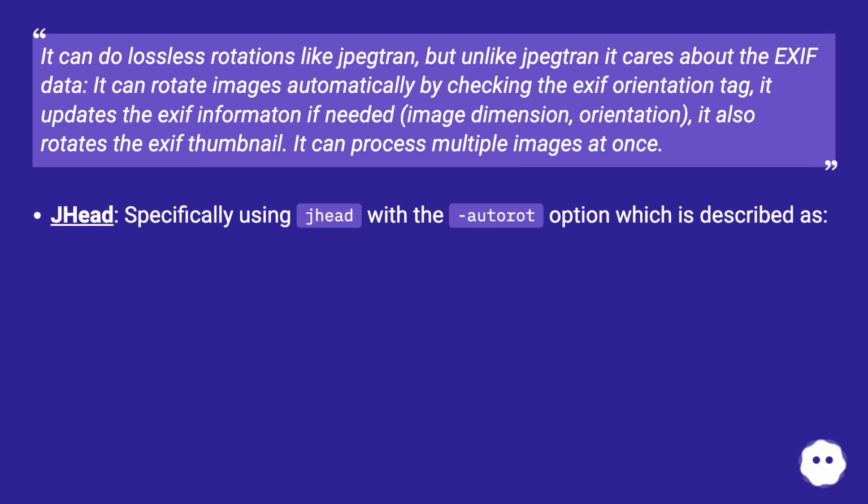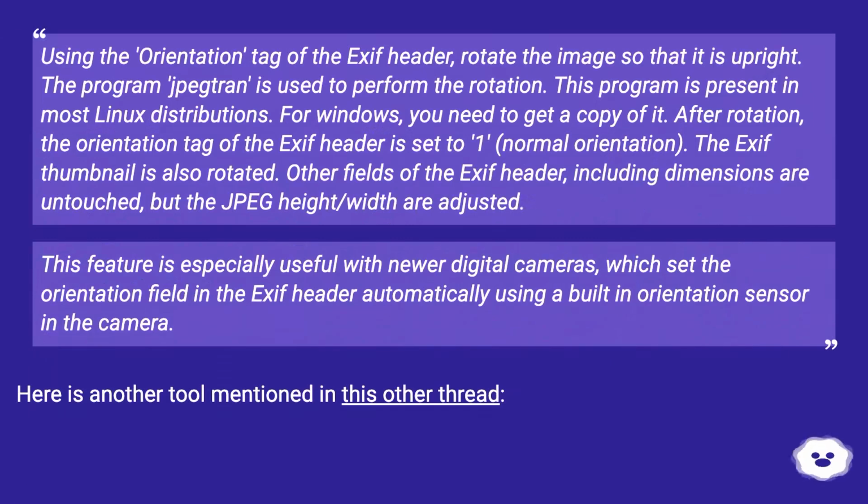jhead, specifically using jhead with the -autorot option, which is described as using the orientation tag of the Exif header, rotate the image so that it is upright. The program jpegtran is used to perform the rotation. This program is present in most Linux distributions. For Windows, you need to get a copy of it. After rotation, the orientation tag of the Exif header is set to 1, normal orientation. The Exif thumbnail is also rotated. Other fields of the Exif header, including dimensions, are untouched, but the JPEG height/width are adjusted. This feature is especially useful with newer digital cameras, which set the orientation field in the Exif header automatically using a built-in orientation sensor in the camera.